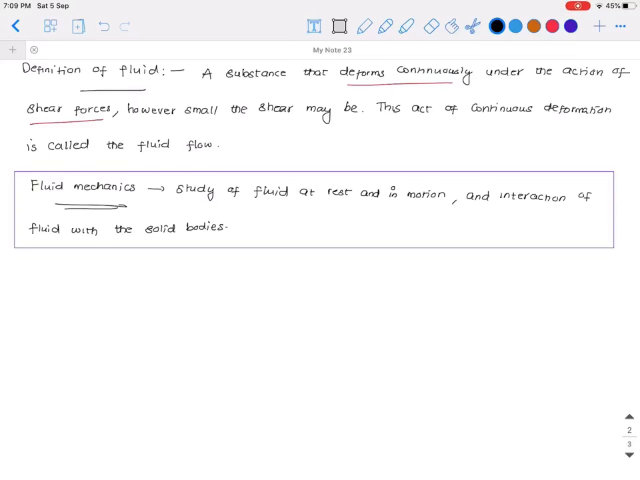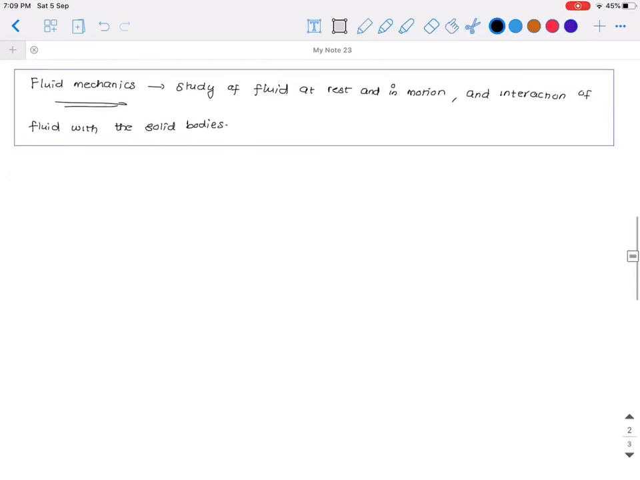Okay, so before we discuss the importance of fluid mechanics, I mean, why do we bother about fluid mechanics, let us discuss what we call a Newtonian fluid.